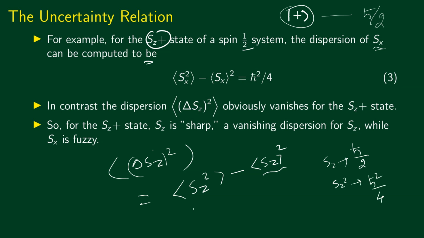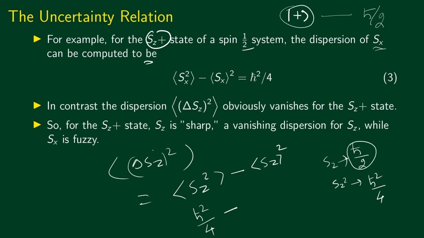So the average value here is h bar square divided by 4, minus the average value of Sz. Again, there's only one possibility, h bar by 2. The average value of Sz is simply h bar by 2 because there's only one possibility. All the measurements of Sz on ket plus will return a value h bar by 2.